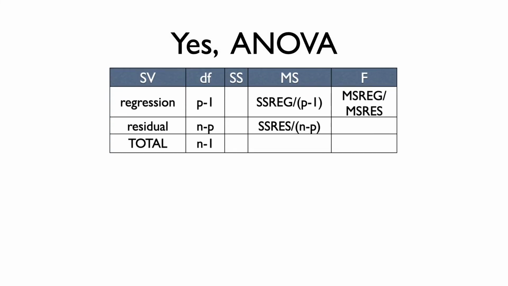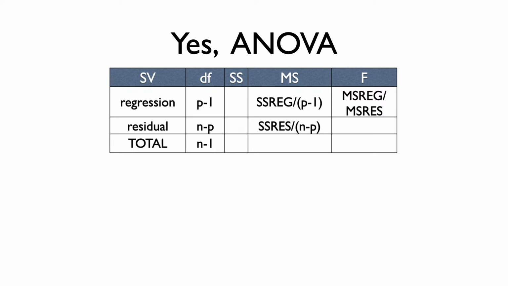So you get something like this. You've got variance due to regression, and you get the sum of squares for regression. Variance due to the residual, you get a sum of squares residual. And then you take mean squared regression divided by mean squared residual. Degrees of freedom: p minus 1, the number of predictors minus 1, and n minus p, where n is the number of records.